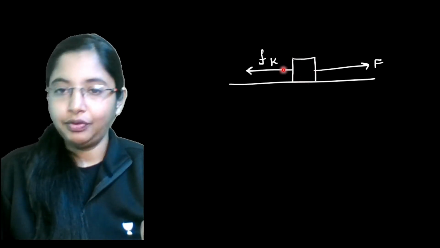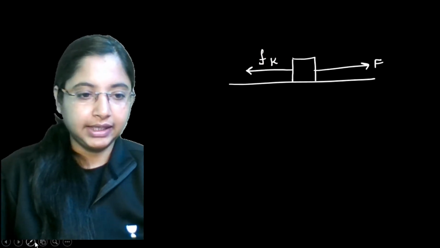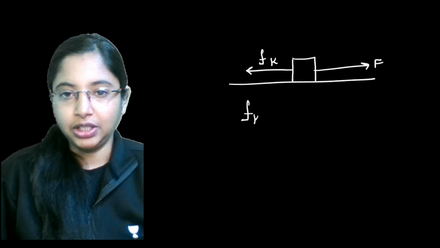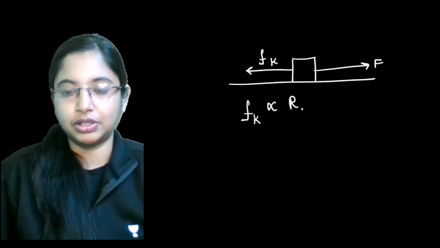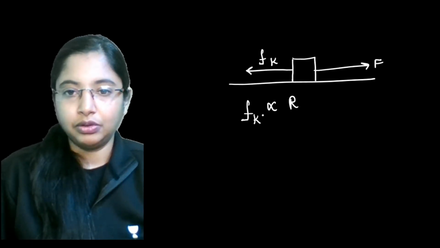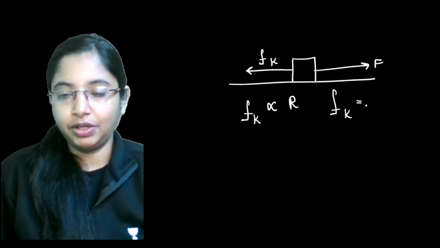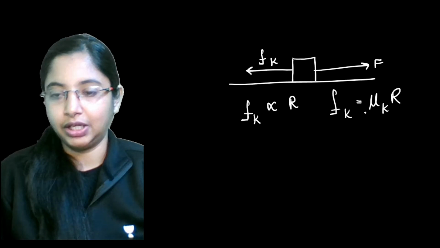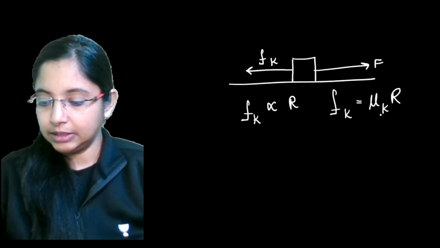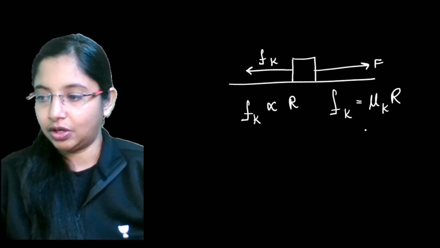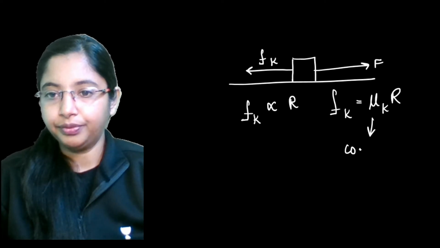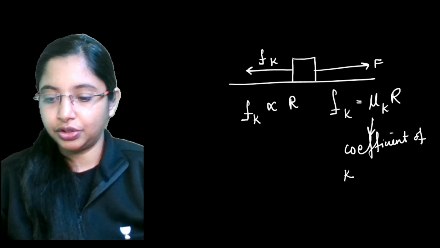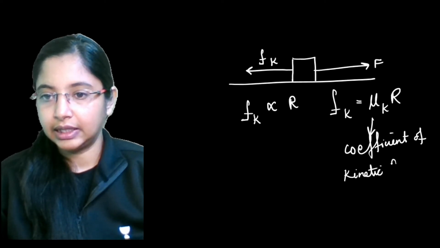Now, if you want to give the value of kinetic friction, you can say it is proportional to the reaction forces, just like the earlier case. To remove this proportionality sign, we introduce a constant. This particular constant we call the coefficient of kinetic friction.